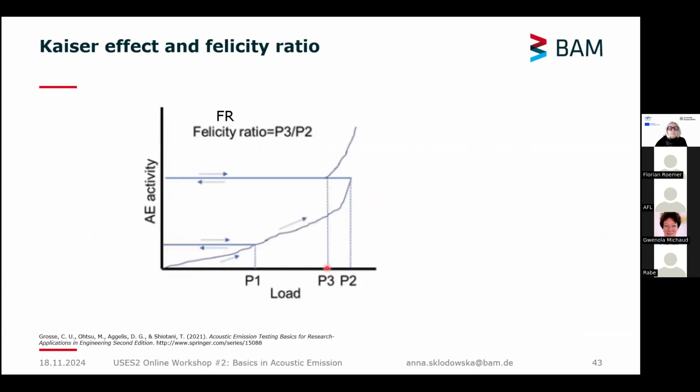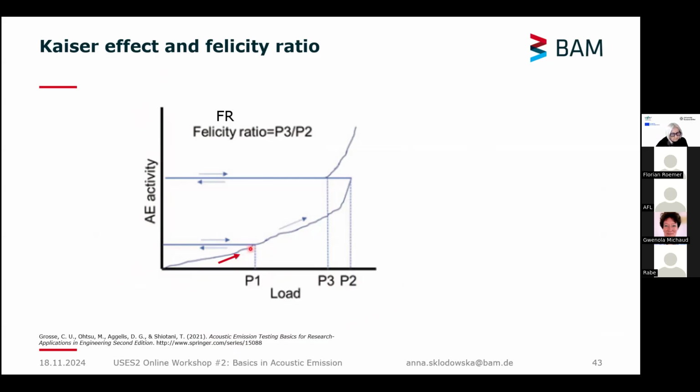Another thing is, as I mentioned at the very beginning, the Kaiser effect and also the felicity ratio. This is something that maybe some of you already heard. Let's say we have a specimen, and this is the plot where the vertical axis is the cumulative acoustic emission activity, and on the x-axis is the load. During the increase of the mechanical load in a specimen, in case of the Kaiser study, that was metal, but it also applies to different materials, it is normal to record increased acoustic emission activity due to possible development of microcracking.